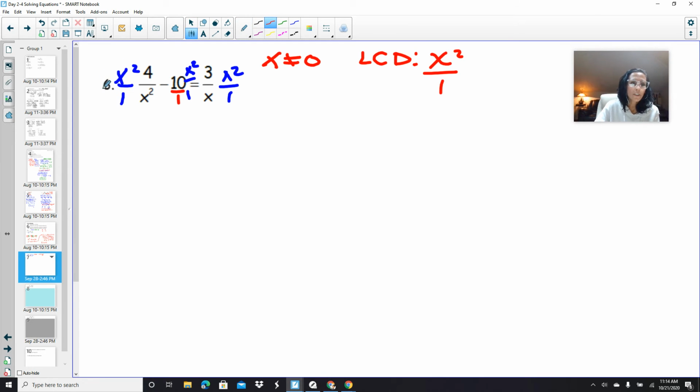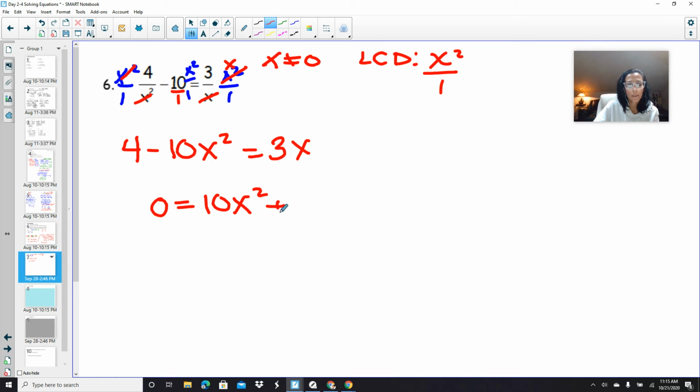So when I do this first product, the x squared over x squared is 1. And that's what I want, to eliminate my denominator. So I'm left with just a 4 after I do that first multiplication. This next one, I get a minus 10x squared equals, and this one, this x factors out with one of these x's. So I'm just left with one x there, which means that's a 3x. Okay. All right, let's move everything over.